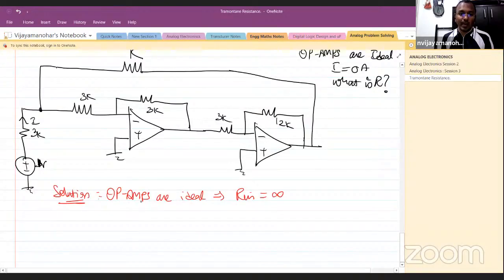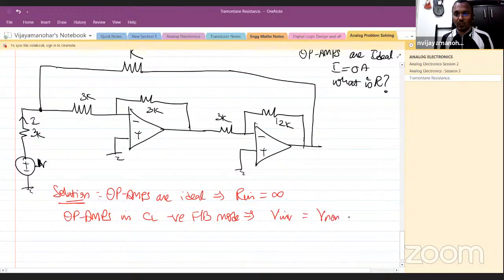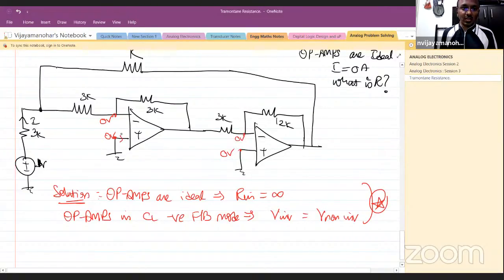Okay. Then op amps are ideal, which means op amps in closed loop negative feedback mode, V inverting is equal to V non-inverting. These are most important points. This should immediately come to your mind whenever I am saying op amp is ideal. So now this is 0 volt, that means this will also be 0 volt. This is 0 volt, that means this will also be 0 volt. And this current is 0 because it's ideal op amp, this current is 0 because infinite input impedance.